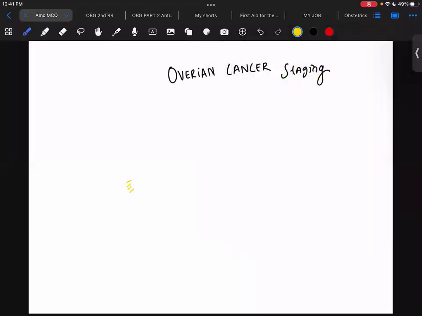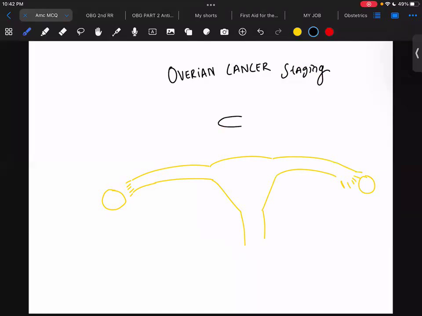So we have the fimbriae, and this is the ovary. Now this is the fallopian tube. This is the ovary, and here we have the uterus. Again, we have the fallopian tube, the fimbriae, and then the ovary. This is the S5, the last vertebra of the sacrum, and then we have the sacroiliac joint.